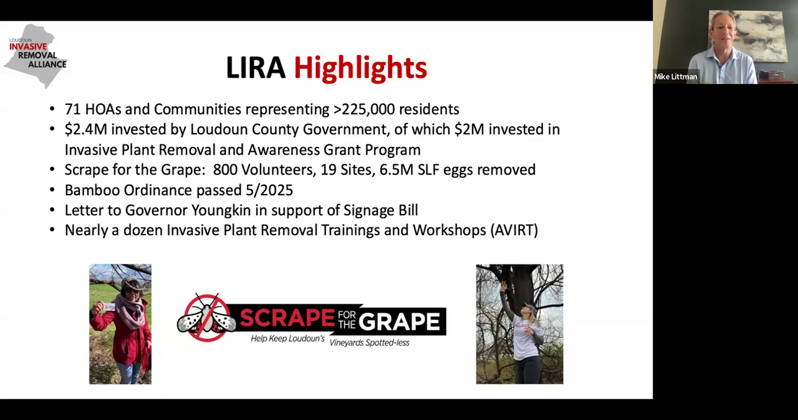I liken the spotted lanternfly, in a very different way, to the panda bear for World Wildlife Fund. It's a symbol that people can relate to. I don't know about where you are in Virginia, but I live in Ashburn. It was very light last year, but they've been moving eastwards towards DC where I live, and we're overrun with them this year. So people know about them. It's timely if you're trying to create awareness. That particular Scrape for the Grape was to help our rural economy by scraping, many times at wineries, the spotted lanternfly egg sacs before they hatch. And we were able to scrape 6.5 million this year with 800 volunteers at 19 sites.